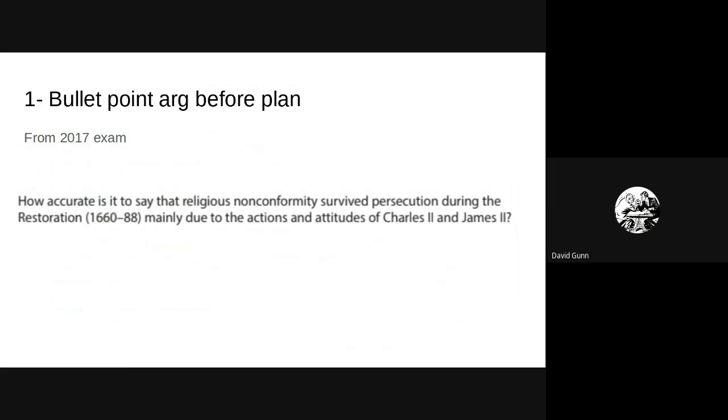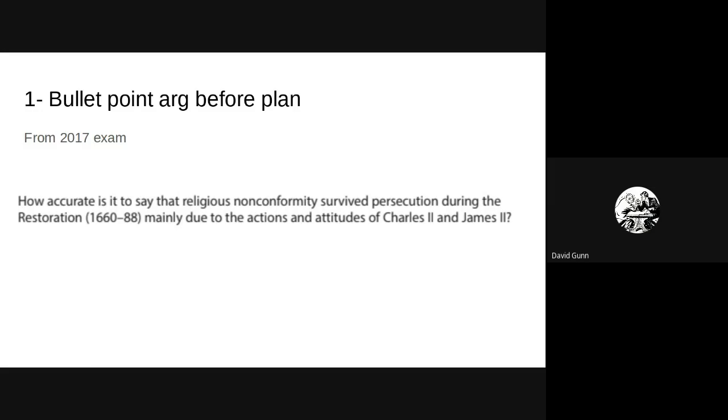Okay, so this is a question from 2017. From Britain, 1625 to 1701. And the question is, how accurate is it to say that religious nonconformity survived the persecution during the Restoration, mainly due to the actions and attitudes of Charles II and James II? So why did nonconformity survive following the Restoration? The factor they've given is the actions and attitudes of Charles II and James II. So you might think, okay, was it that? Was it something else?